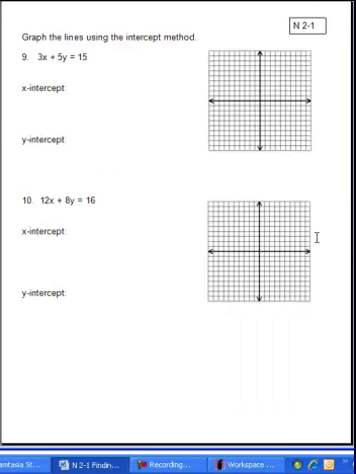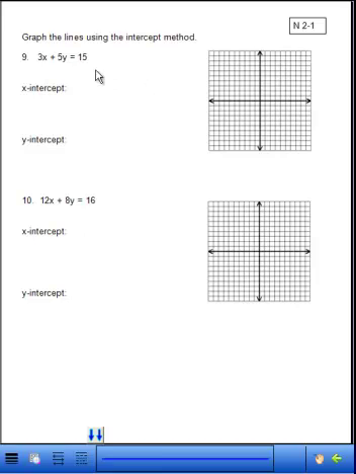So our last page, we have 2 more graphs. This says use the intercept method, which means find the x and y intercepts. And when you have a line in standard form, this is actually the easiest way to graph the line. Now, in the intercept method, remember for the x-intercept, y equals 0. So you're on the x-axis, that's what the x-intercept means, it's where it crosses the x-axis.